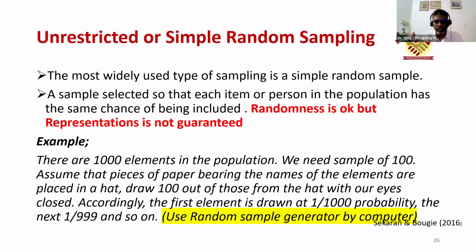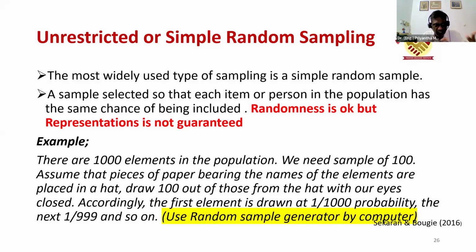So this is simple random sampling. It means very simply you have 1,000 people and you want to get 100 people out of that 1,000. That is what is called simple random sampling. Here the randomness is very key and important, very easy and very guaranteed. Why? Because you can simply collect. But what is not guaranteed here is the representation.